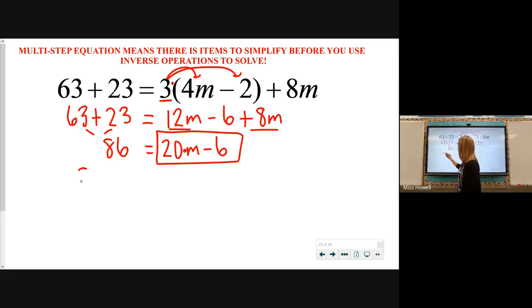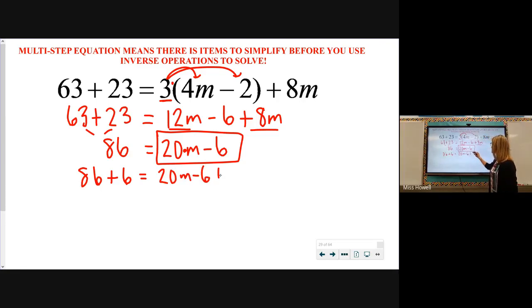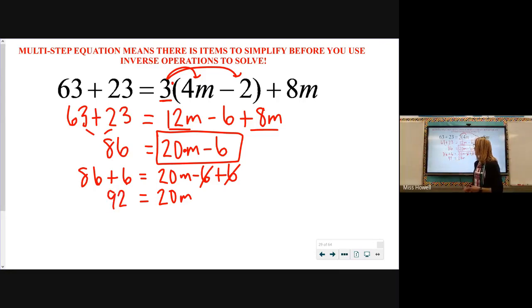All right, so we have our 86. We need to add 6 to it. Bring our equal sign down the middle. We have our 20 times m minus 6, and we need to add our 6 to it. All right, cancel on the one side. We'll be left with 20m. On the other side, 86 plus 6 would just give us a value of 92.